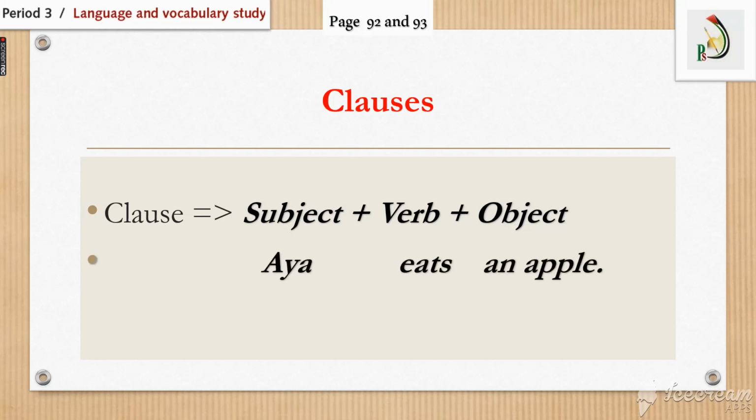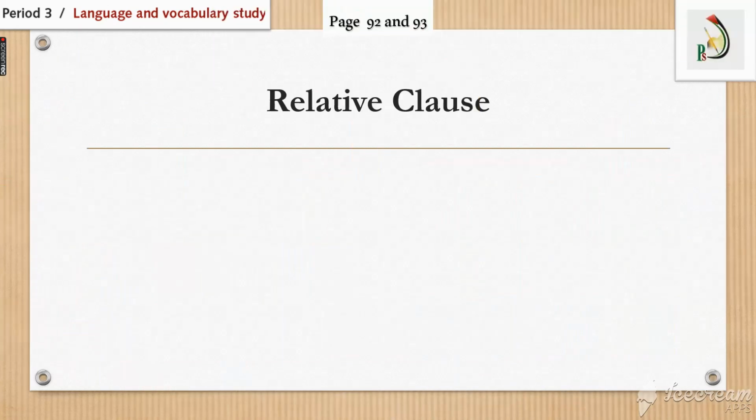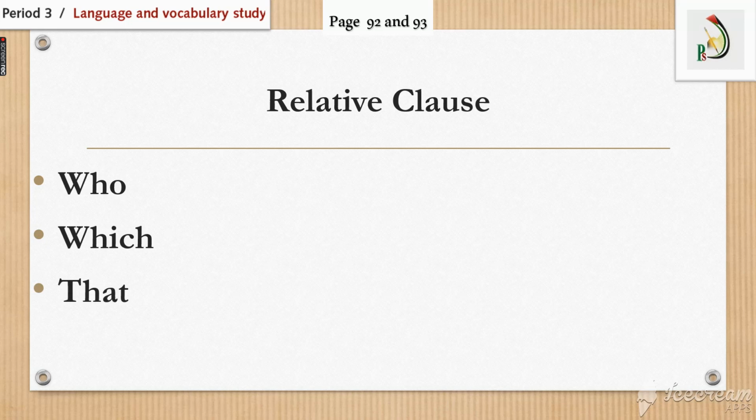For example, here I give you the form of a clause. Aya eats an apple. Similarly, Lara plays football. If I take it as a main clause, then I can add a relative clause to the main clause. To make a relative clause, I need some help. I need some pronouns: who, which, and that.